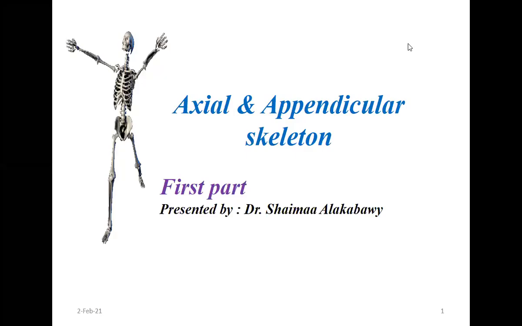Okay, so today we'll go to the second chapter. We'll talk about the skeleton. In this we'll try to understand what the two types of skeleton are. Skeleton is of two types, or two subparts we can say: the axial and appendicular skeleton. So what is this axial and appendicular skeleton?